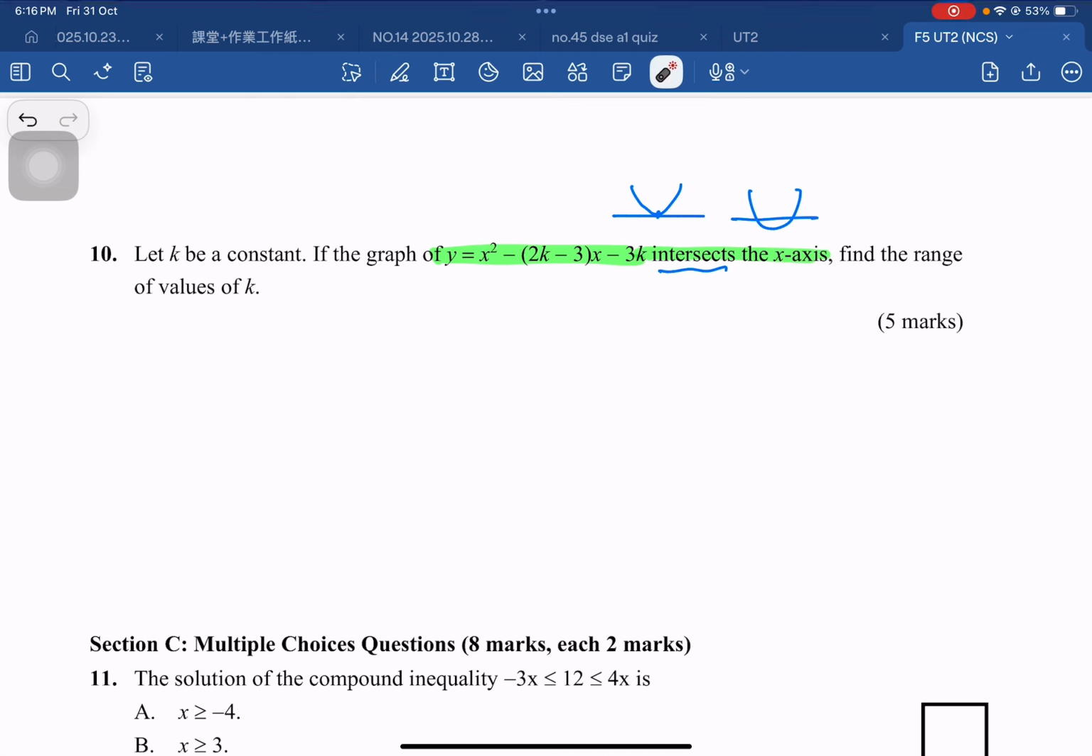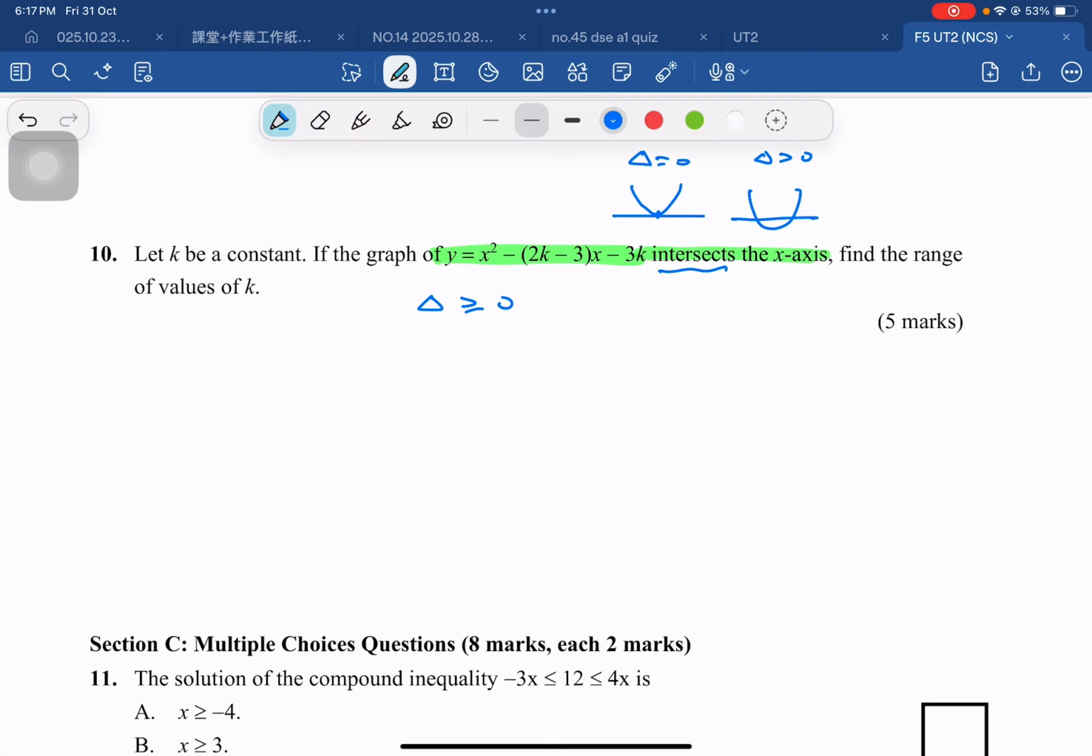For these two cases, we can talk about delta: for this one, delta is equal to 0, and for this one, delta is greater than 0. So we can say that delta should be greater than or equal to 0, because we want to include the two cases at the same time, isn't it? Again, because they told you it intersects, they don't say whether it just touches or actually crosses it. It just says that it intersects. Then we need to consider the two cases at the same time.